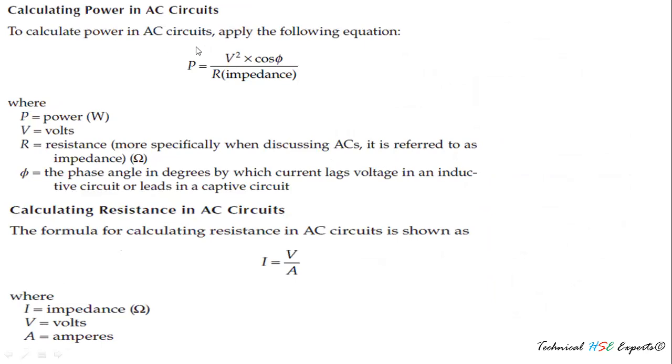See here, for power, they go with this formula. Again, for resistance, they consider impedance. And for resistance in an AC circuit, they go with voltage by current. Always remember, in an AC circuit, the resistance will be represented as impedance.